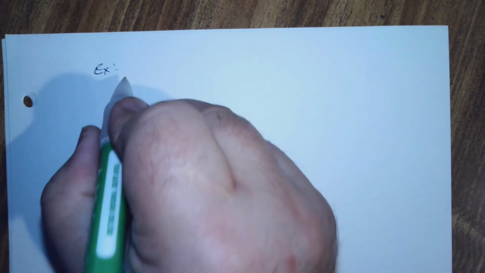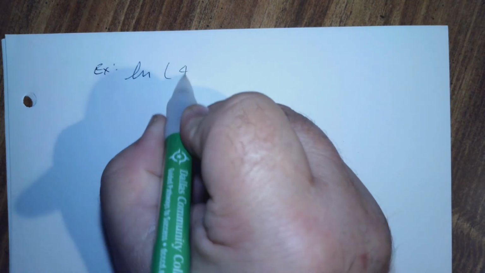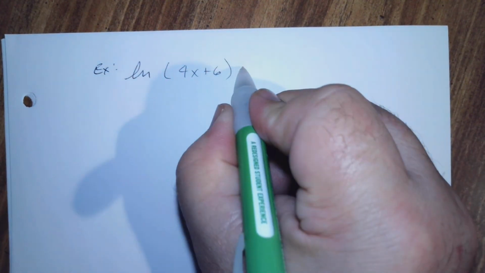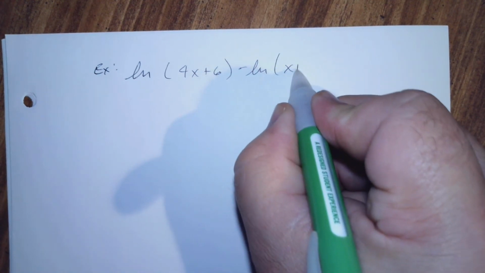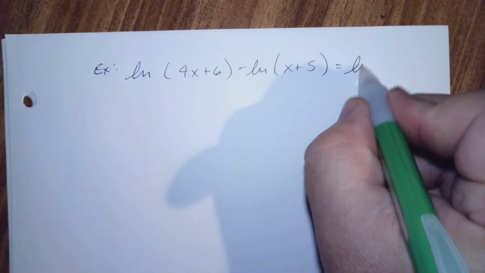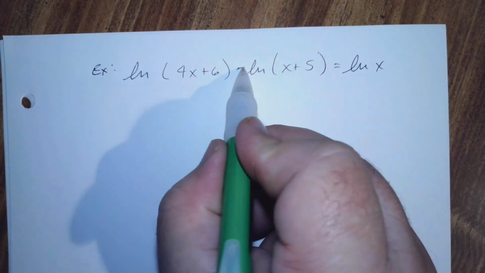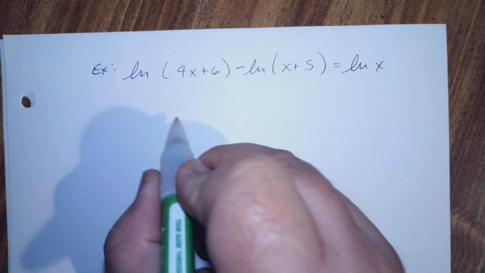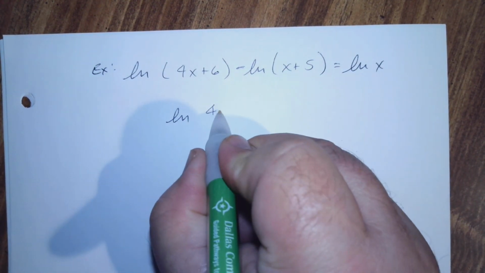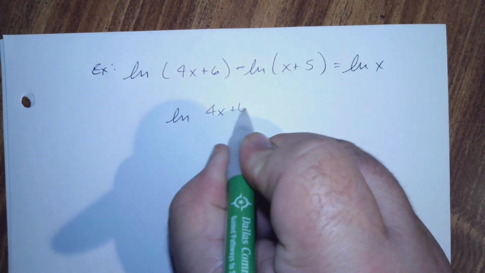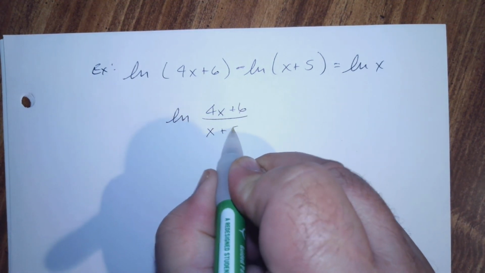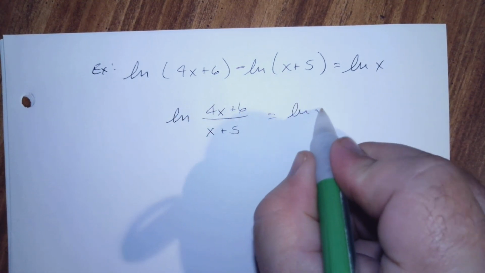Yeah, let's try one more. And then we'll finish up the semester by doing chapter 6. We have ln of 4x plus 6 minus ln of x plus 5 equals ln x. Combine, that has a minus, so it's going to be a division. So we have ln of 4x plus 6 over x plus 5 equals ln x.